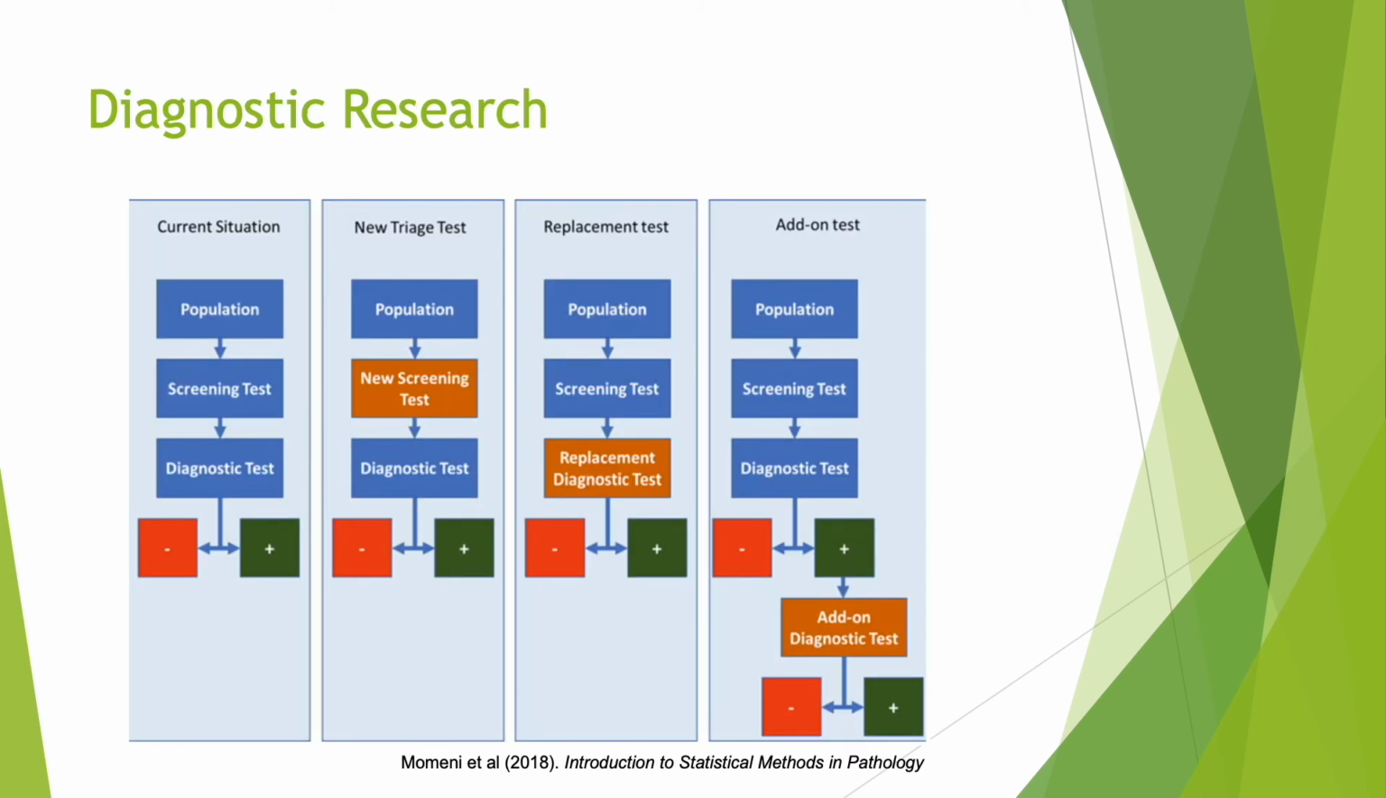Now, very briefly, diagnostic research is particularly useful when you want to know if a new screening test would have better diagnostic accuracy than the old one. Generally, you want the new triage test to have a higher sensitivity than the current standard screening test being used. Now, similarly, diagnostic research is also useful if you want to know if a replacement diagnostic test performs better than an older diagnostic test. In this case, you generally would want the replacement diagnostic test to have better specificity.